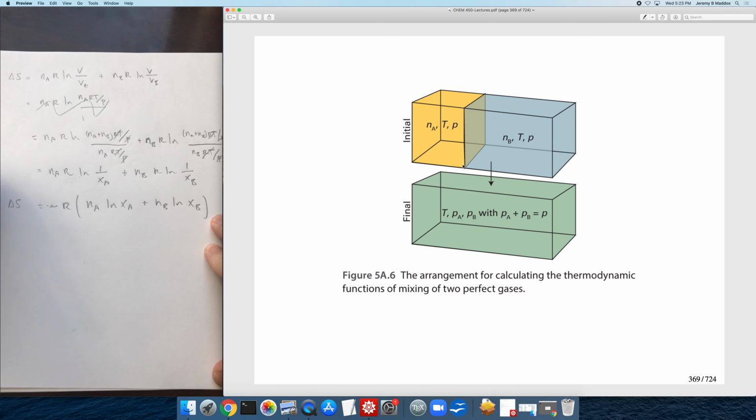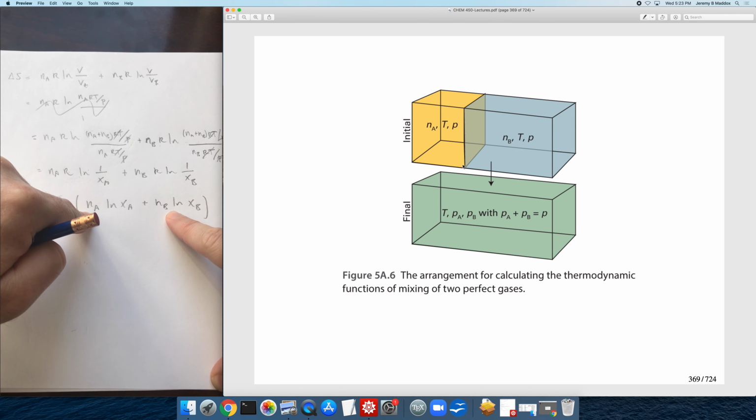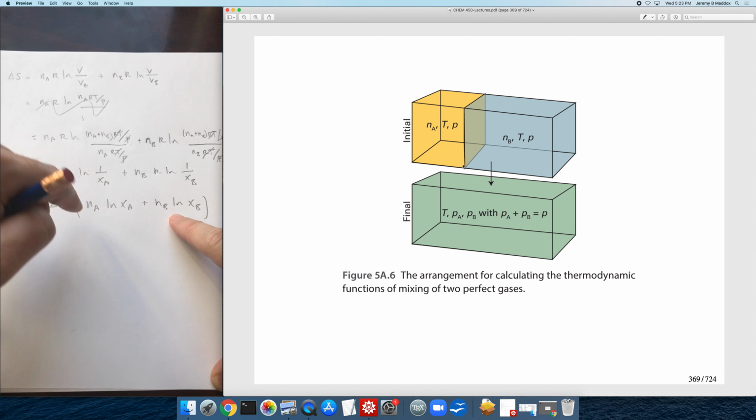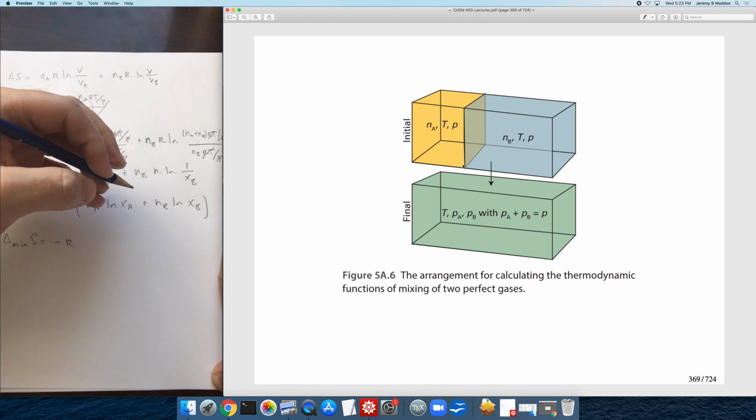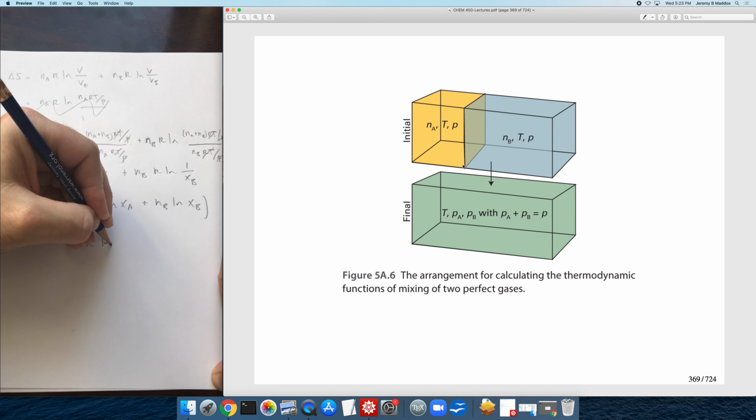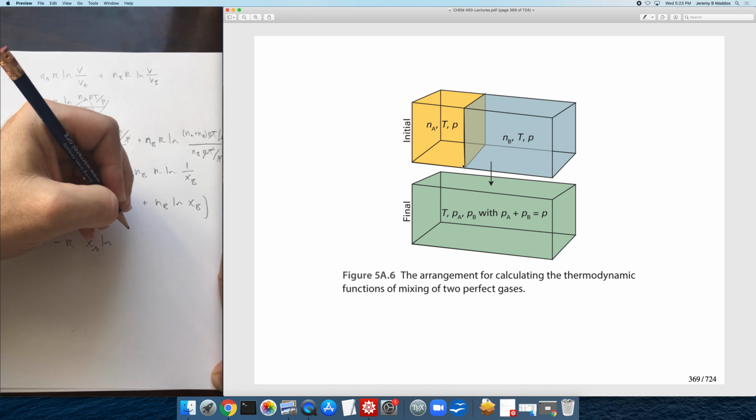Next, what I'll do is divide both sides by the total number of moles. So that's going to get me this intensive quantity. This will now be the change in entropy per mole of mixture formed. If I divide each of these terms by the total number of moles, it's going to turn those into a mole fraction as well. So we get X_A ln X_A plus X_B ln X_B.